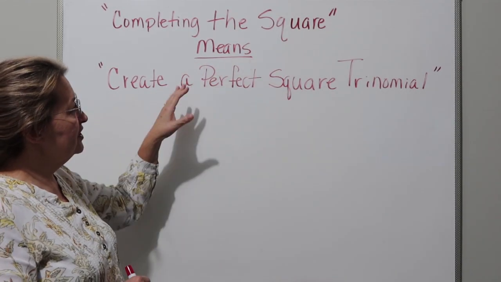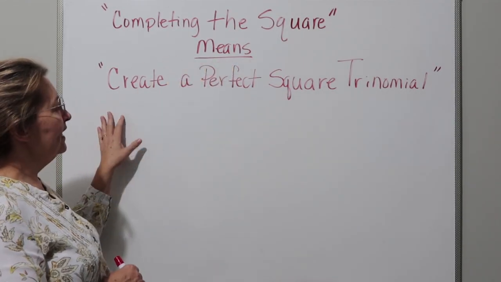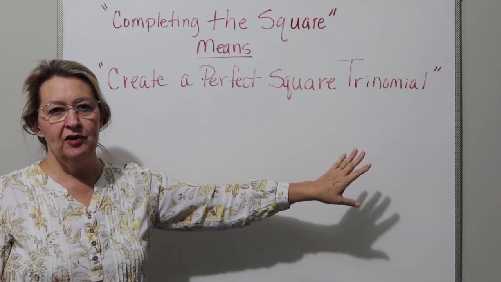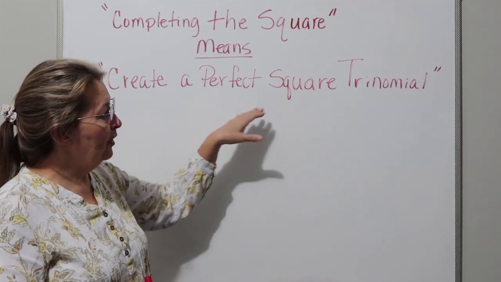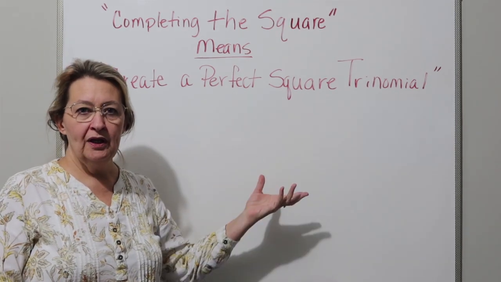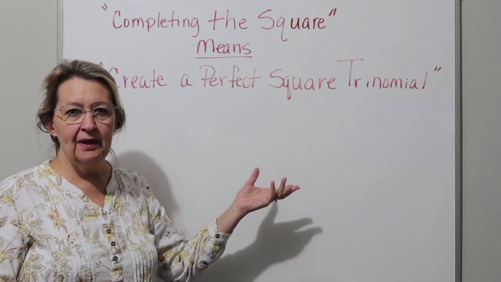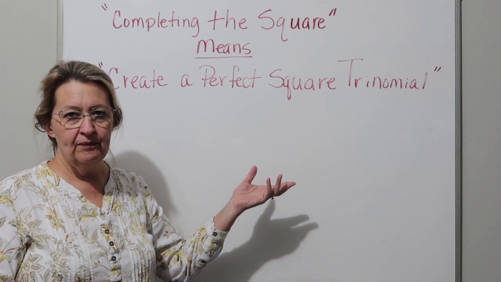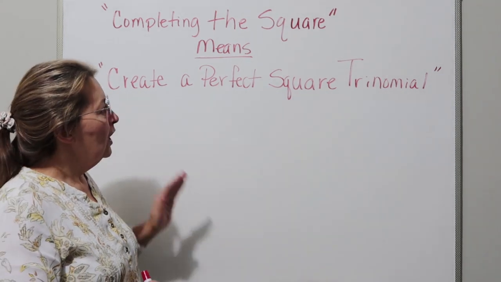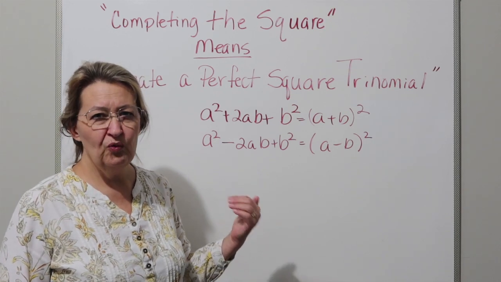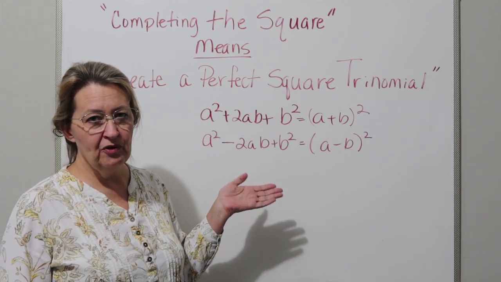Completing the square simply means create a perfect square trinomial. If you missed the previous video on how to identify a perfect square trinomial, you might want to click back to that one. I'll drop a link down in the description for you, but that will probably be helpful to you going forward. So first of all, why would you even want to create a perfect square trinomial?